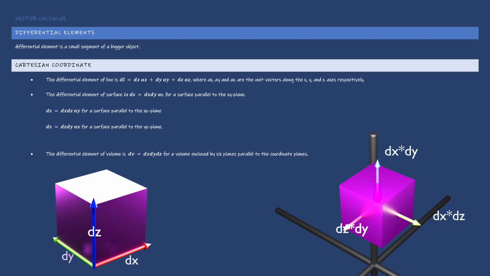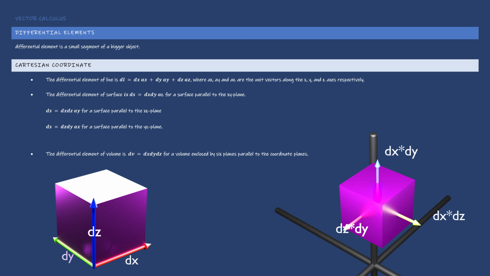There are different ways to describe the position and orientation of an object in space, such as Cartesian coordinates, cylindrical coordinates, and spherical coordinates. Each coordinate system has its own advantages and disadvantages, depending on the shape and symmetry of the object. I already covered cylindrical and spherical coordinates in the previous two videos.